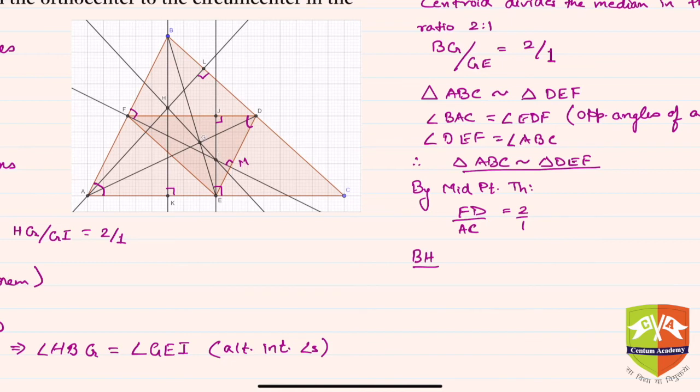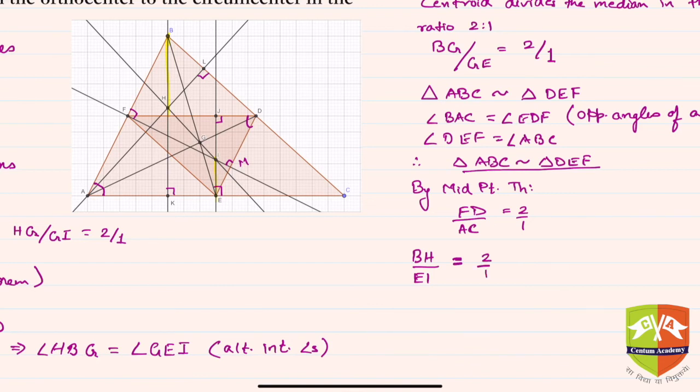So if you take the ratio of the distance from the vertex B to its orthocenter H with the distance of E from the second orthocenter of the triangle DEF, which is EI here, these are the corresponding distances of the orthocenter of the respective triangles from the vertex, correct? So by the logic that for two similar triangles, all the sides, all the altitudes, all the medians, all the angle bisectors, and all such corresponding parts will be proportional, we will see BH by EI will also be equal to 2:1.